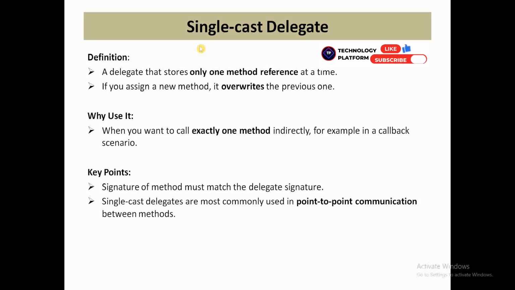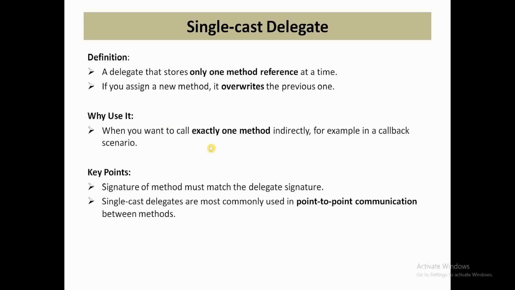First delegate we have is the single cast delegate, a delegate that stores only one method reference at a time. Means if we go with the single cast delegate, then we provide only one method reference, not multiple method references at a particular time. If you want to assign a new method, it overrides the previous one. If we assign a new method with the delegate while using single cast, then it overrides the old method reference. So why use it?